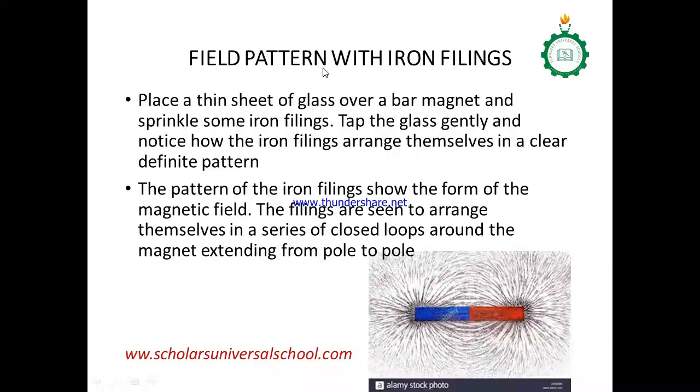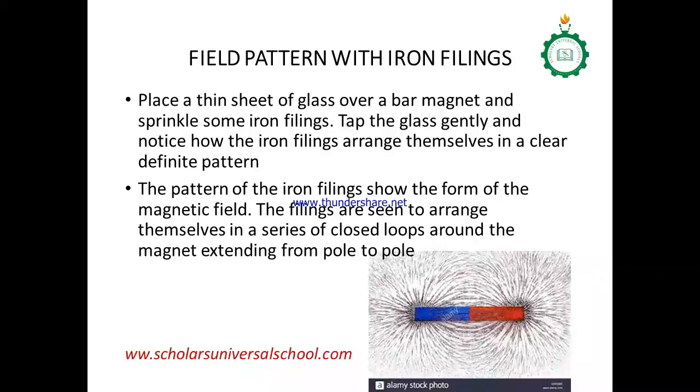For the field patterns with iron filings, this is what we can do. Place a thin sheet of glass over a bar magnet and sprinkle some iron filings. Tap the glass gently and notice how the iron filings arrange themselves in a clear, definite pattern. The pattern of the iron filings shows the form of the magnetic field. The filings are seen to arrange themselves in a series of closed loops around the magnet, extending from pole to pole.